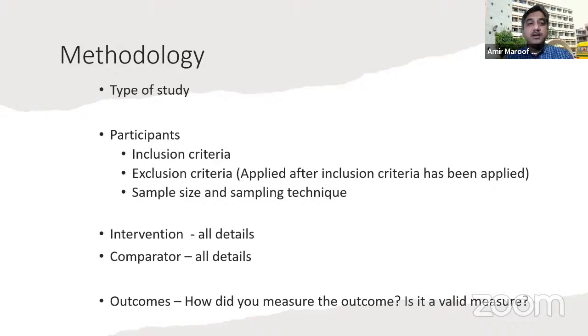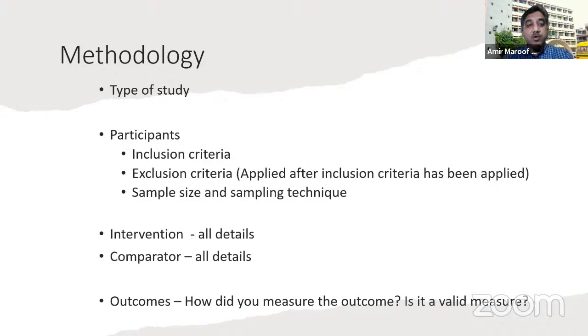The setting of the study will be written, that it's a hospital-based study. Where did you do the study? In an operation theater-based study. Depending upon the thing, you will write the setting of the study: rural area, urban area. You can write all these things.